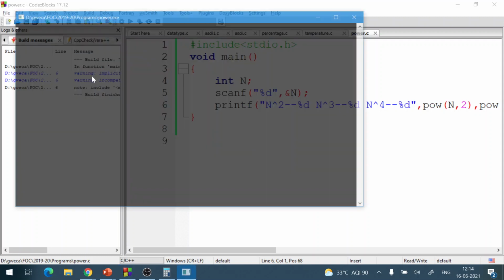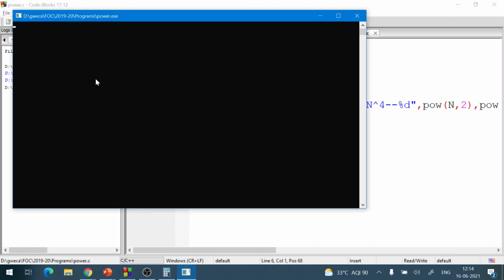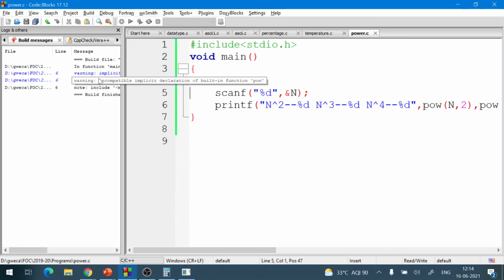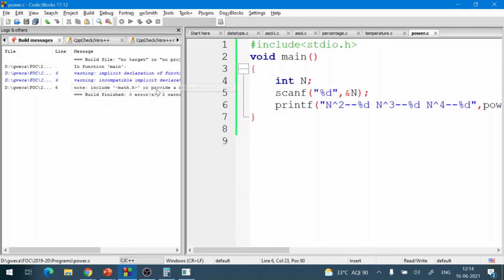So there is a warning. Fine, and if I give 6, then n square is 0, n raised to power 3 is very high, and n raised to power 4 is again 0. Okay, so the answer is not useful for us. Fine, so we have to see what mistake we have made. First we have to see why the warning was there.